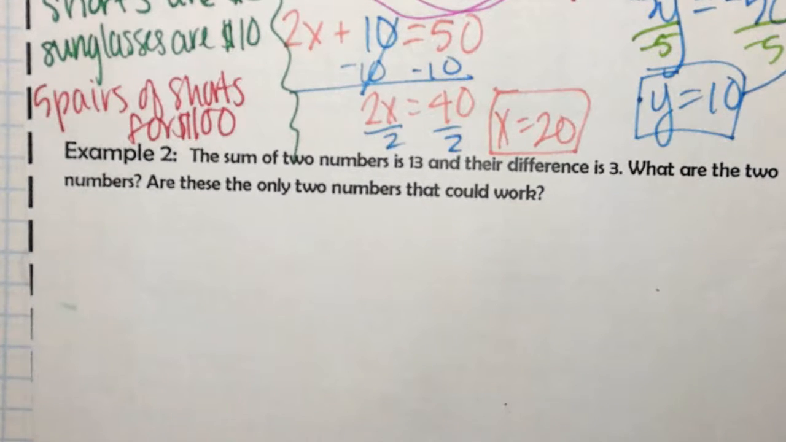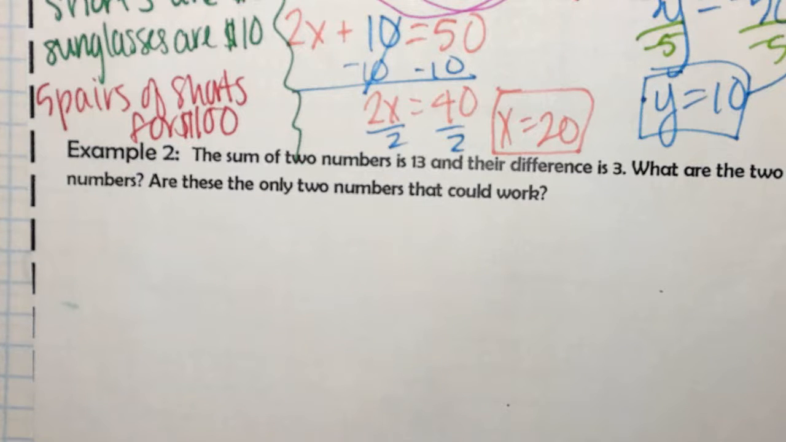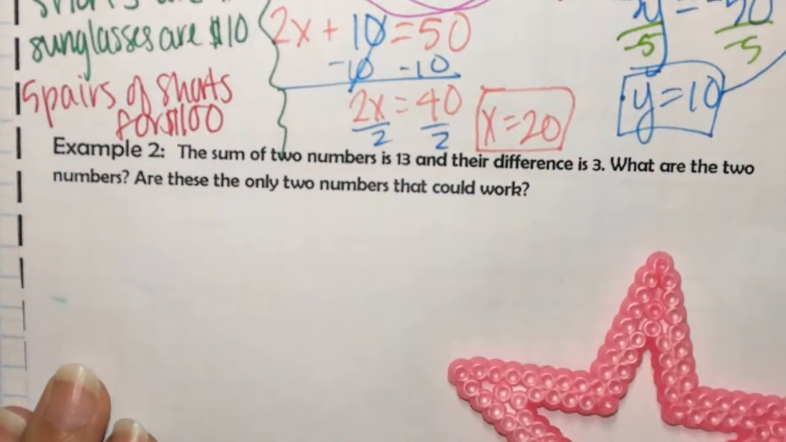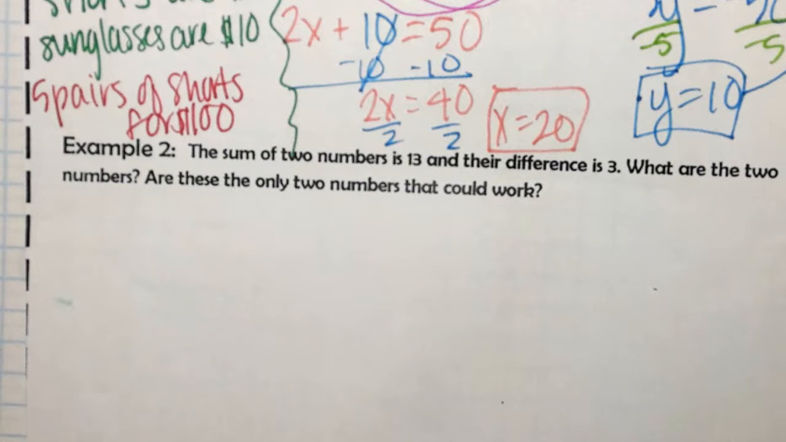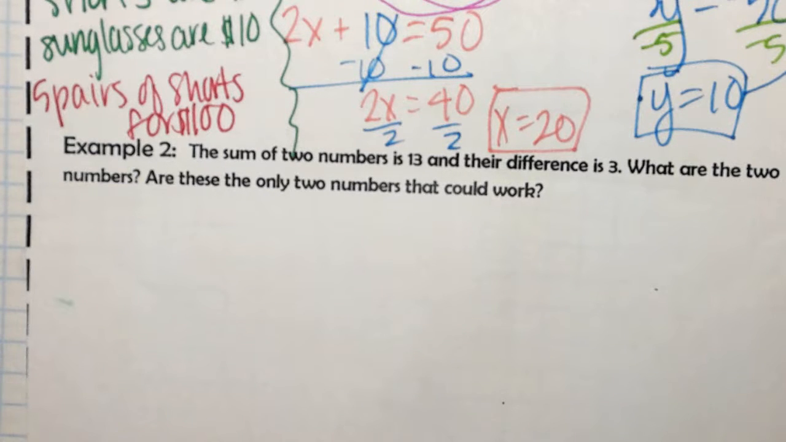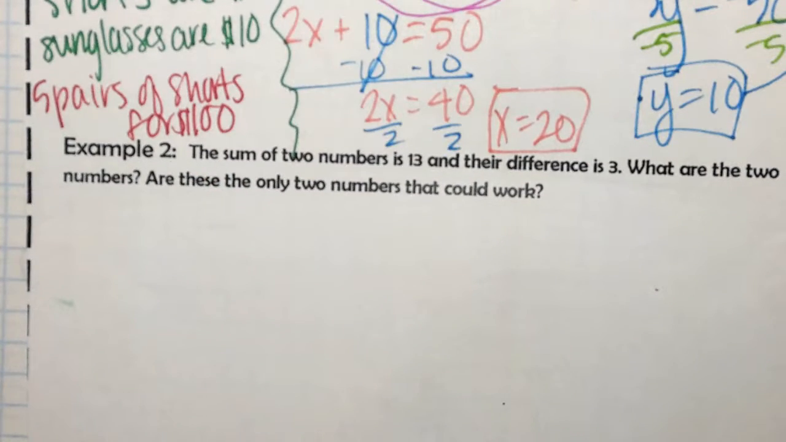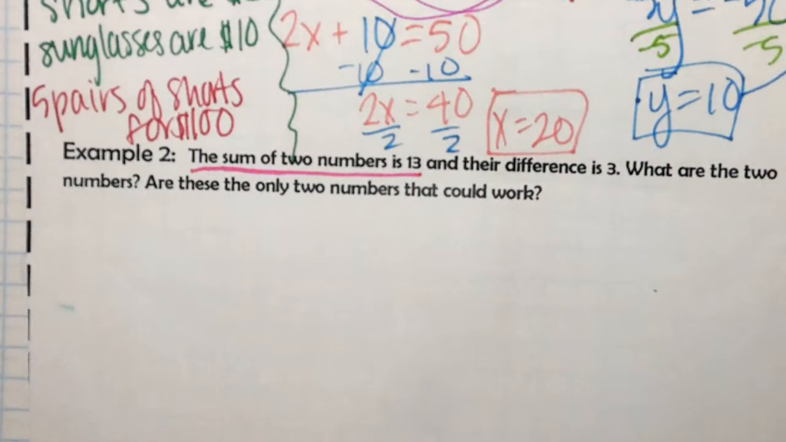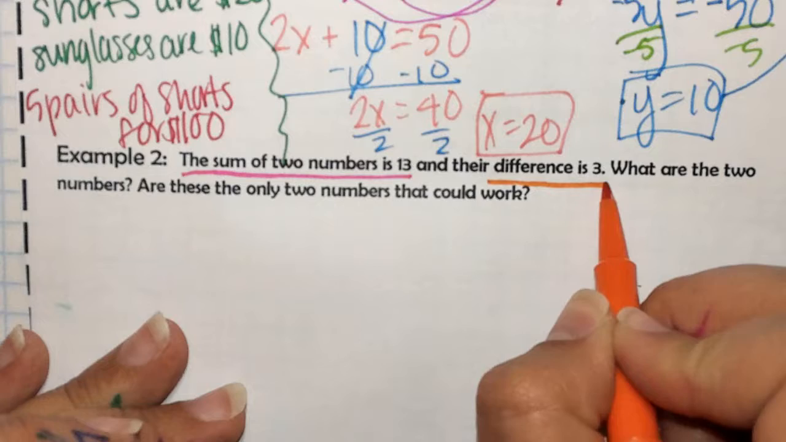All right, ready for example 2? Does anybody have any questions on example 1? Yes, no, maybe? Okay. I will do this one without y'all if that's what we need to do. So the first part says the sum of 2 numbers is 13. What does the word sum mean? Equals. Yeah. Sum is addition. And the difference is 3.